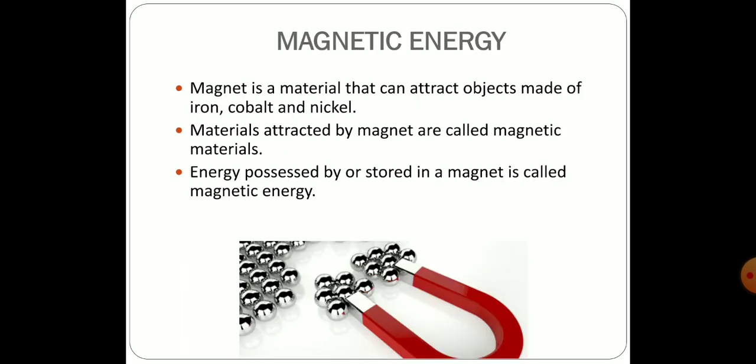Magnetic energy, the energy which the magnet shows. Allana, magnet is a material which attracts objects made of iron, cobalt and nickel. The materials attracted by magnet are called magnetic materials. The energy possessed by the magnet or it is stored in the magnet is called magnetic energy. Magnet na enna? It is a material which attracts iron, cobalt and nickel. So those materials are called as magnetic materials, and the energy possessed by this magnet is called magnetic energy.